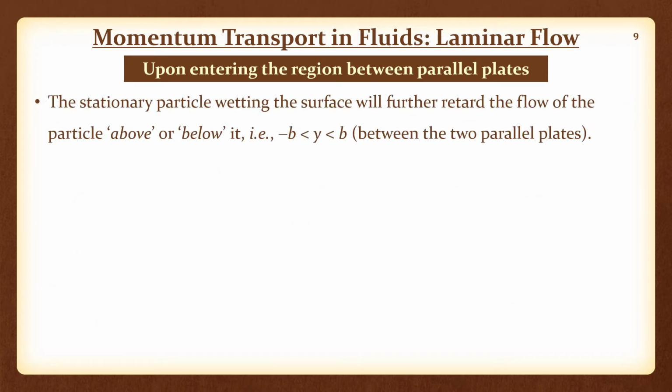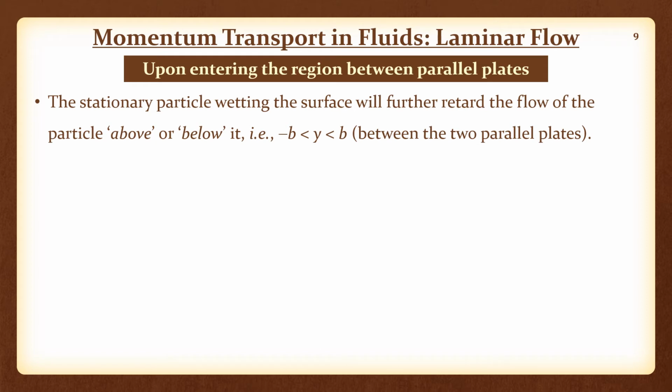So the stationary particle wetting the surface. Now we are looking at the first layer, that green layer of fluid particles that are now wetting the surface, and they are retarded, they are not moving at all, they are stopped. That layer will further retard the flow of the particles below it. If you are looking at y equal to plus b, then it will retard the flow of the fluid particles below it.